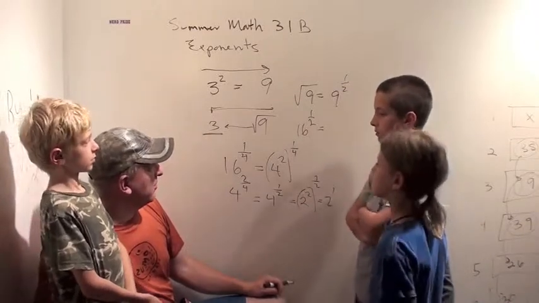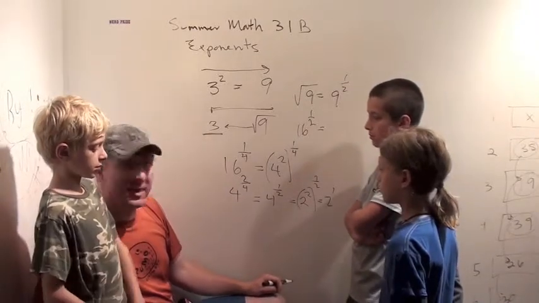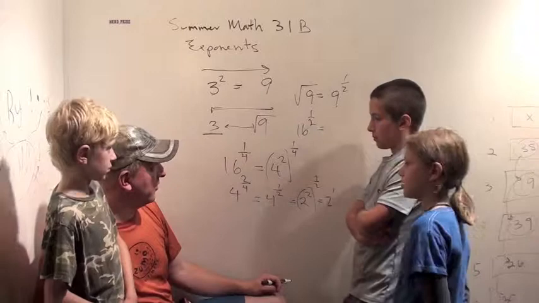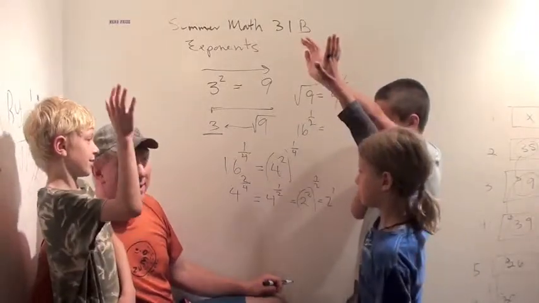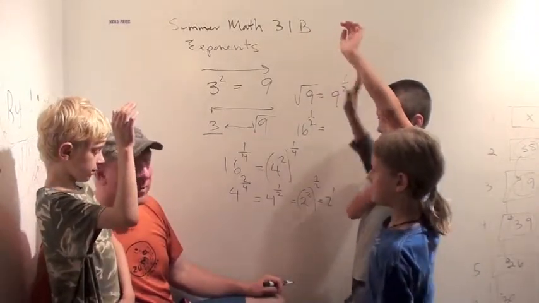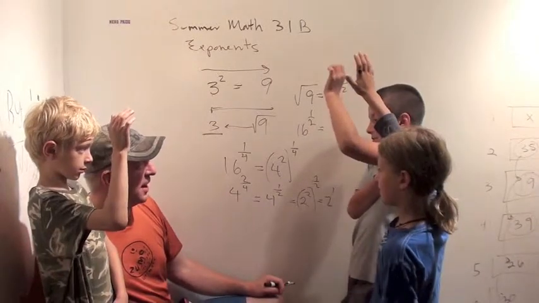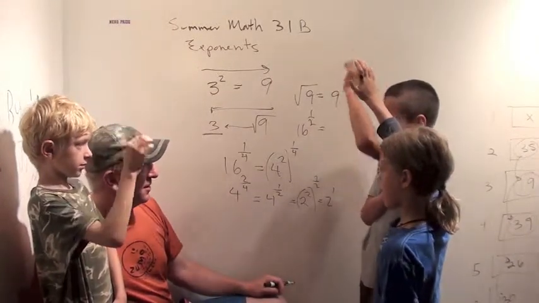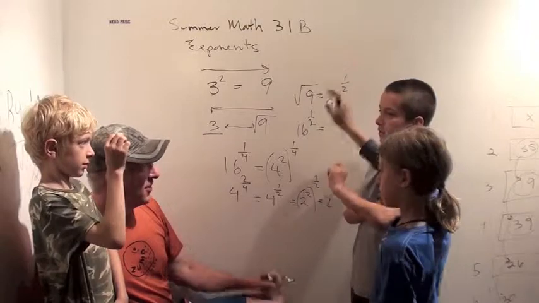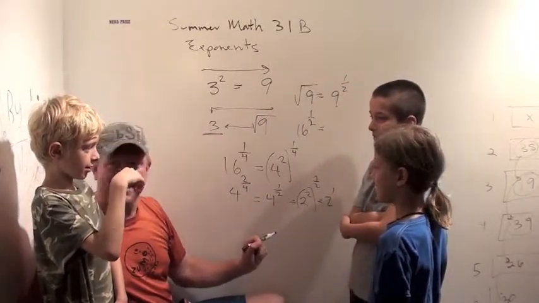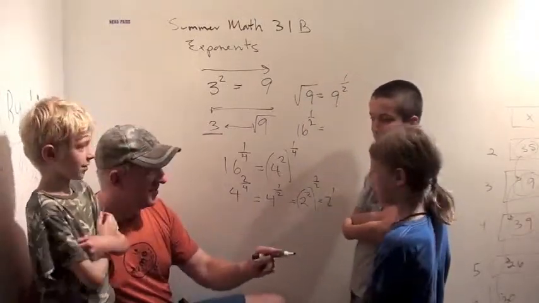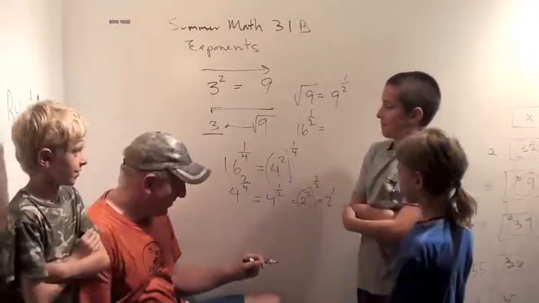Challenge problem. What is 27 to the 1/3? Raise your hand if you think you know. So I have 3 people I have to choose from. I'm going to count down 3, 2, 1, and then you say the answer. Ready? 3, 2, 1. 3. All right, 27 to the 1/3 is indeed 3.